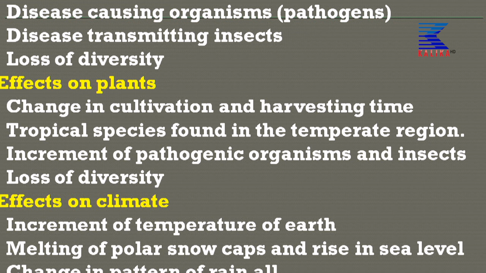Likewise, effect on climate. Increment of temperature of the earth causes the melting of polar snow caps and rise in sea level, change in pattern of rainfall. Sometimes we experience rainfall that is actually not the time of rainfall. We are expecting rainfall, but we are experiencing a very drought, no rainfall. That's a change in the pattern of rainfall because of greenhouse effect and climate change. Natural disasters may occur such as flood, desertification, and many more. Cyclones, yeah, because of heating of the earth. Okay, cool. So try to understand the negative impacts of greenhouse effect on animals, on plants, and on climate.